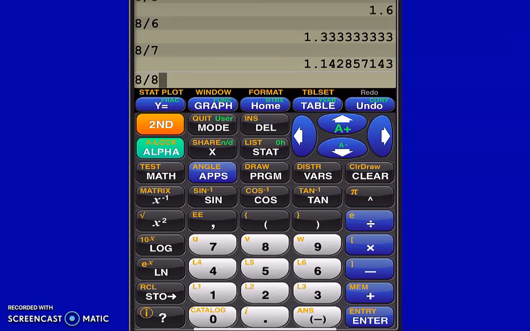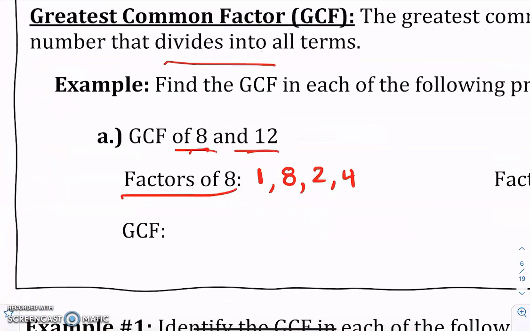And then when you get to the number itself, 8 and 1, you're not going to go any higher than the number. So you're not going to try to divide 8 by 9 or divide 8 by 10. Once you've checked everything in front of that, you're fine. So those are the factors of 8: 1, 8, 2, and 4.